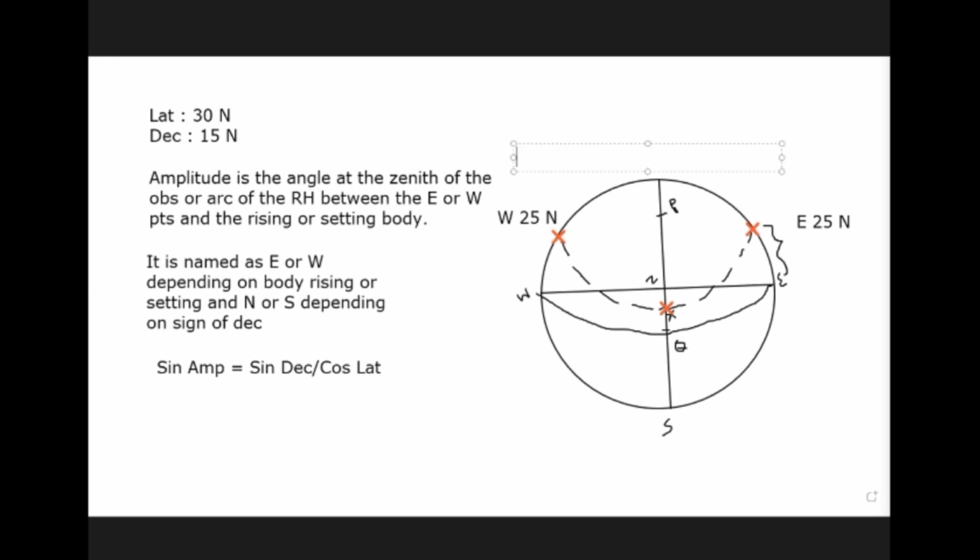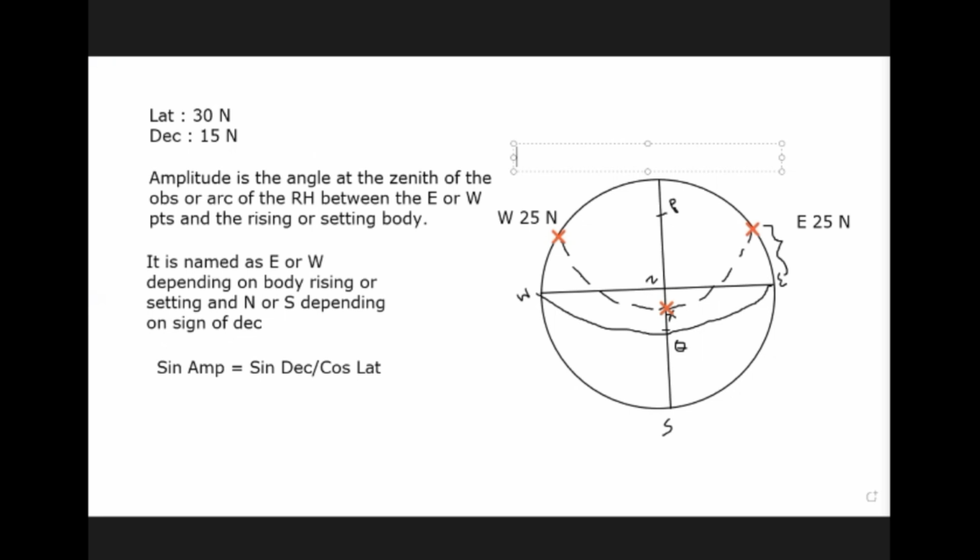So in our case, now let us see with latitude 30 and declination 15, what we will get the sine amplitude. So we can say that sine amplitude is equal to sine declination, that is 15, divided by cos of 30. So amplitude is equal to, what is the value you will get? Check the calculator. Sine 15 divided by cos 30. So you got inverse sine answer. 17.4, correct? Yes, sir.